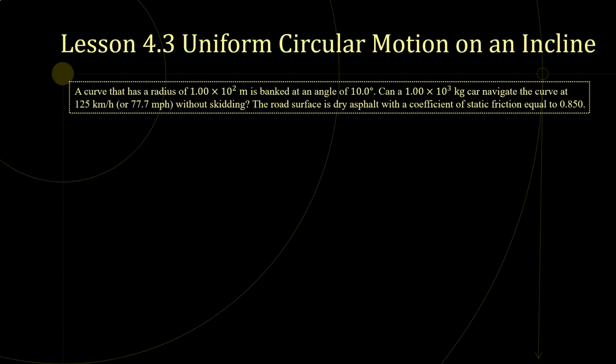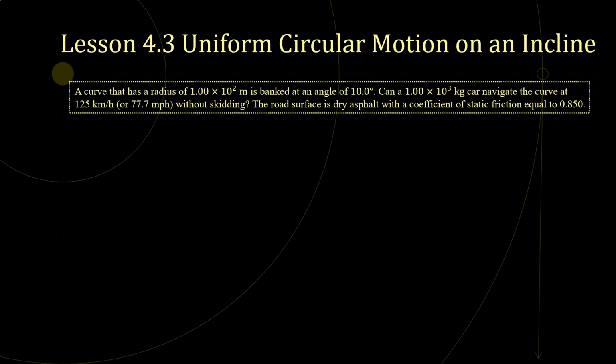Here's our practice problem. A curve that has a radius of 100 meters is banked at an angle of 10 degrees. Can a 1,000 kilogram car navigate the curve at 125 kilometers per hour, or 77.7 miles per hour? That's pretty fast without skidding.